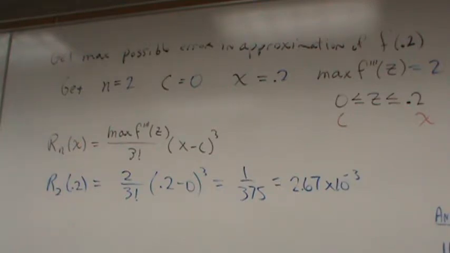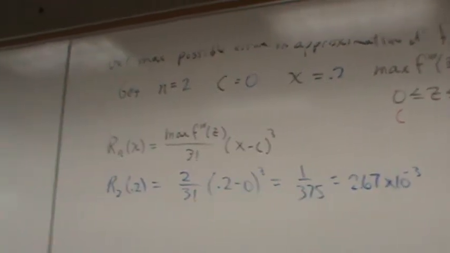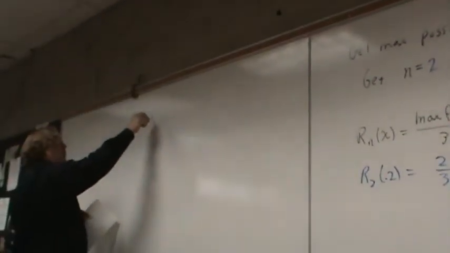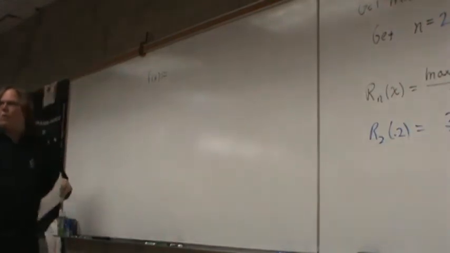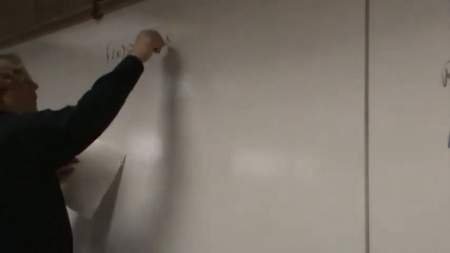Here, let me show you what I'm talking about, okay? I've got a function. I don't know what it is, but I have a second order approximation of that function. There it is. That's the second order approximation of that function.